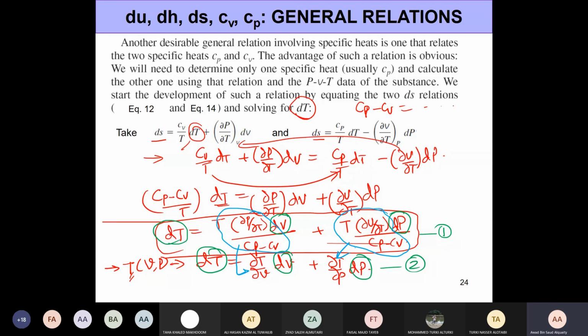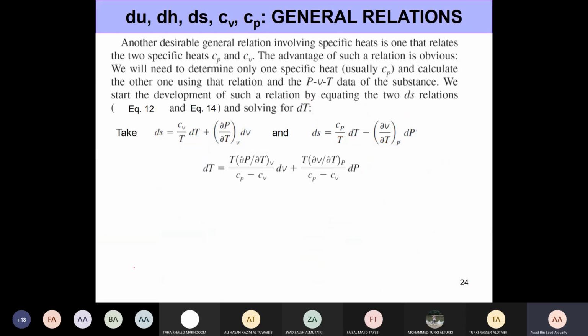Now I can equate any one of these, either the one on the left-hand side or the one on the right-hand side. I'm going to get exactly the same answer, and we'll see what that answer is. That answer is going to give us a relation of Cp minus Cv in terms of some other quantities and partial differentials. So let me erase this and show you the written part.